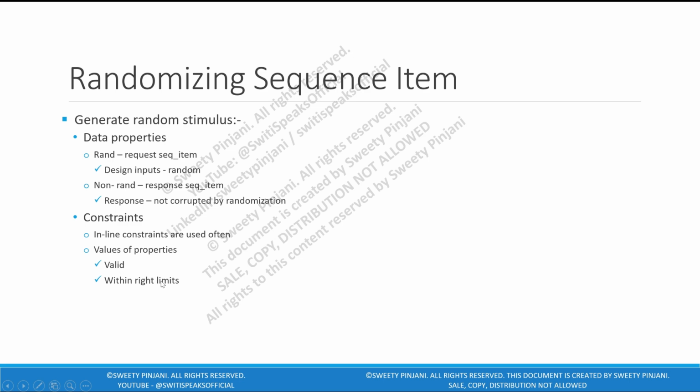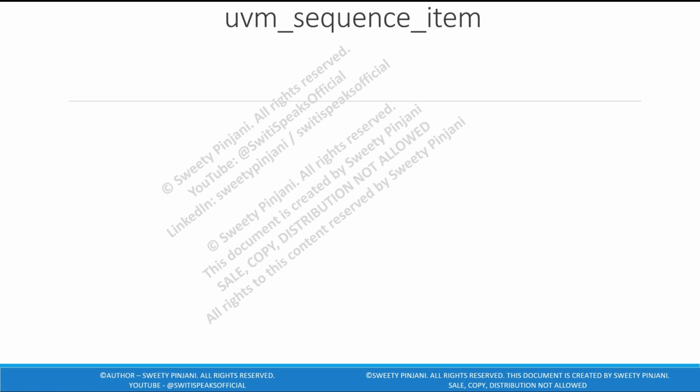This is a very important point while randomizing. Why? Because if you give incorrect input, then you cannot expect the right output. Your design input should be correct for the design to work properly. That's why how you code constraints is very, very, very important. Take care of this. Next, let's see this UVM sequence item.